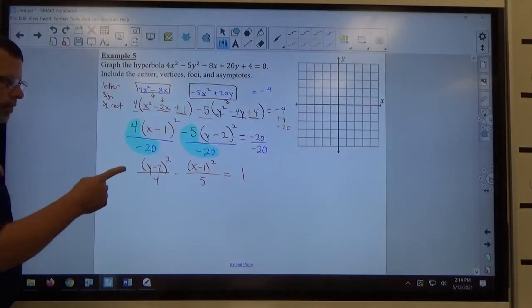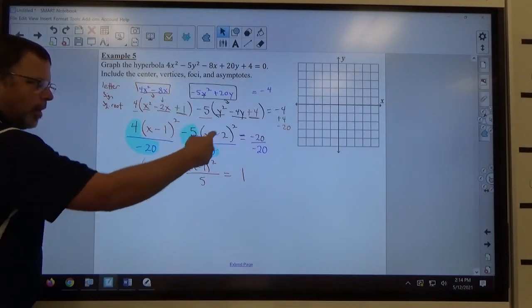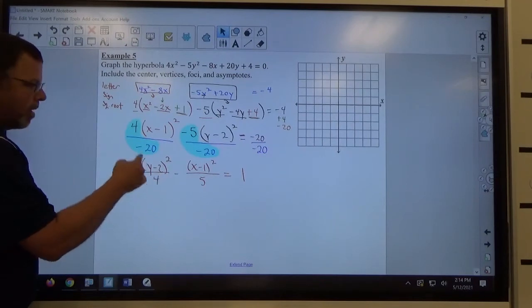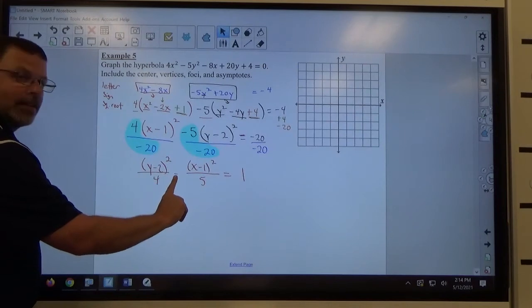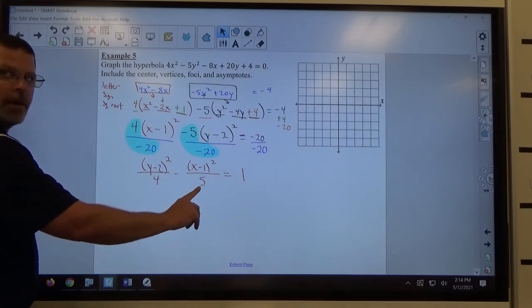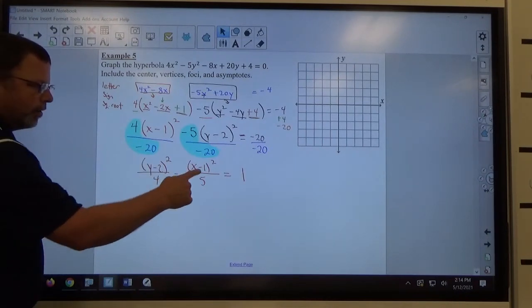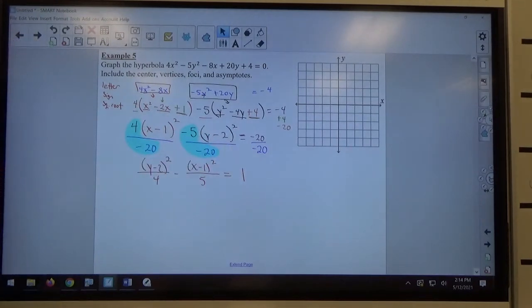Okay. So again, this makes a positive 4 on the bottom. Since it's positive, I put the y minus 2 squared in front. This makes a negative 5 on the bottom. So since it's negative, I put minus here. I don't put the minus on the 5, but the minus in front. Let 5 be on the bottom. So that's still the minus 5 happening, but the minus is out in front. So that second equals 1. That equals 1 over there. Right? So that is how we create standard form.